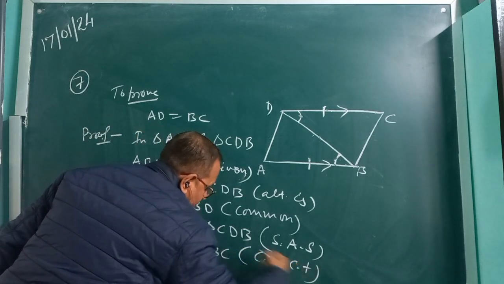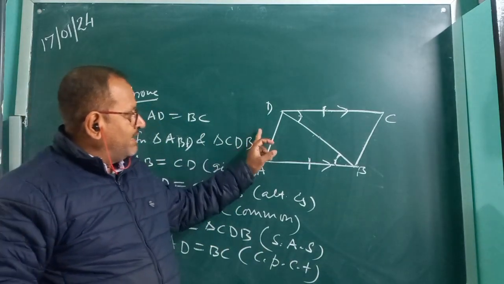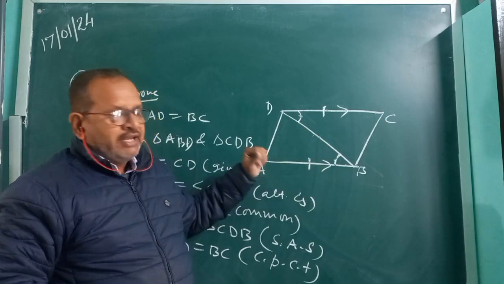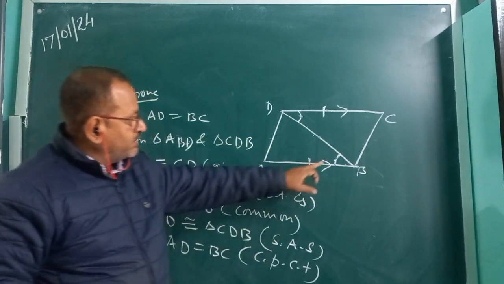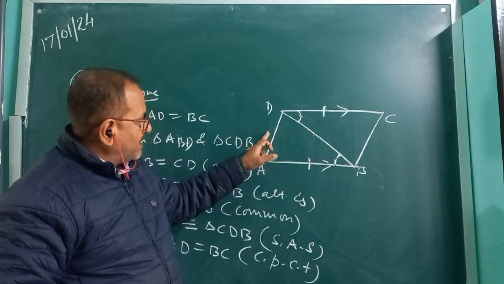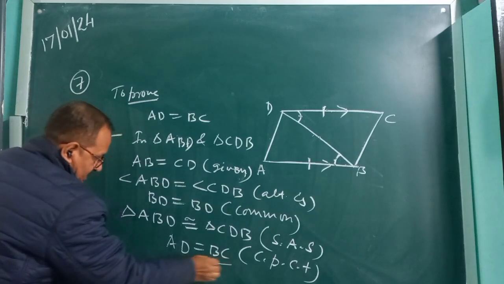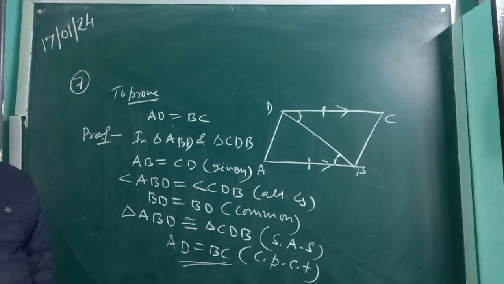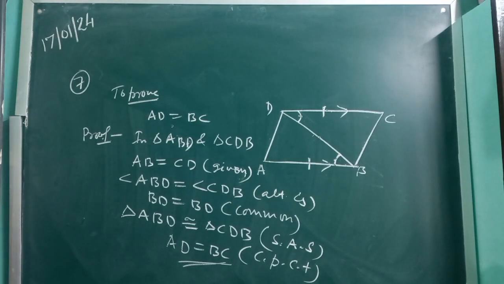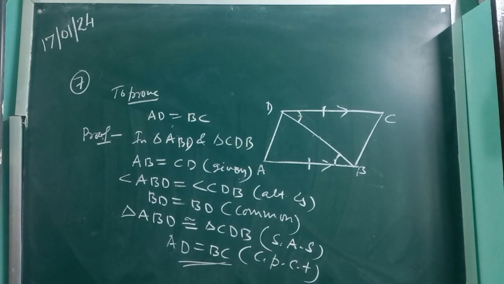Corresponding parts of congruent triangles are equal. Corresponding sides means sides opposite to equal angles, and corresponding angles means angles opposite to equal sides. So these two angles are equal. Their opposite sides are AD and BC, so they will be equal. So we have to prove this result, AD is equal to BC. So this is question number 7. I hope that it is clear to you. Now we will see the next one.